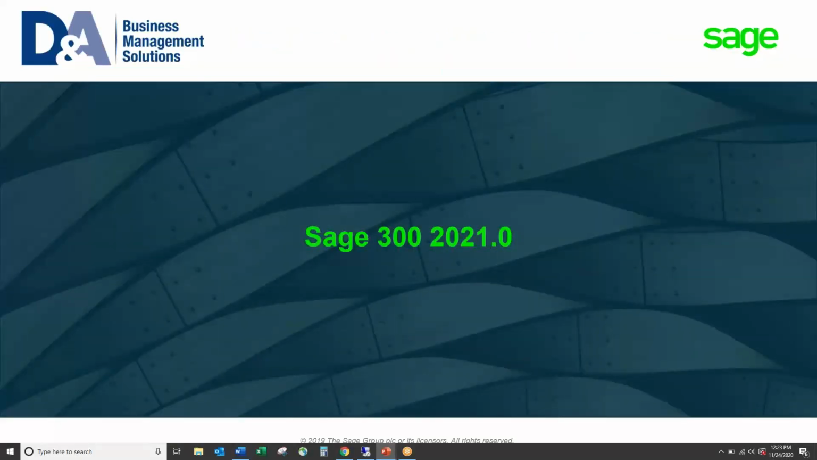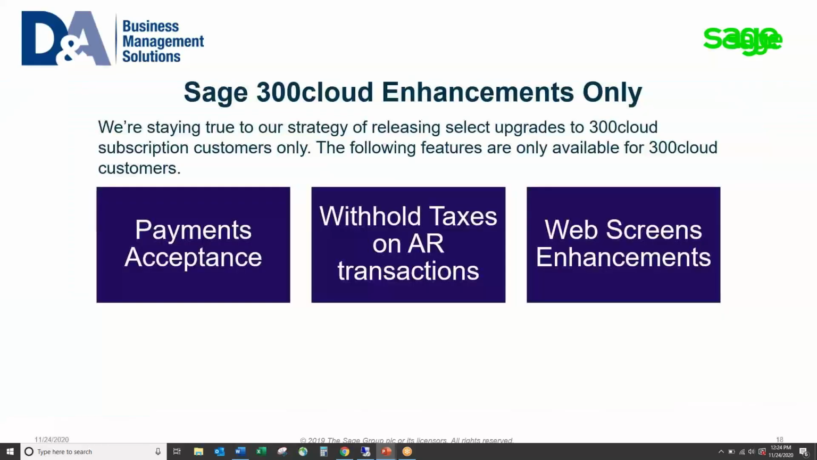Now let's take a look at 2021. This is the current version that was released back in September, on September 14th. And 2021.1 is going to be released next Monday, November 30th.